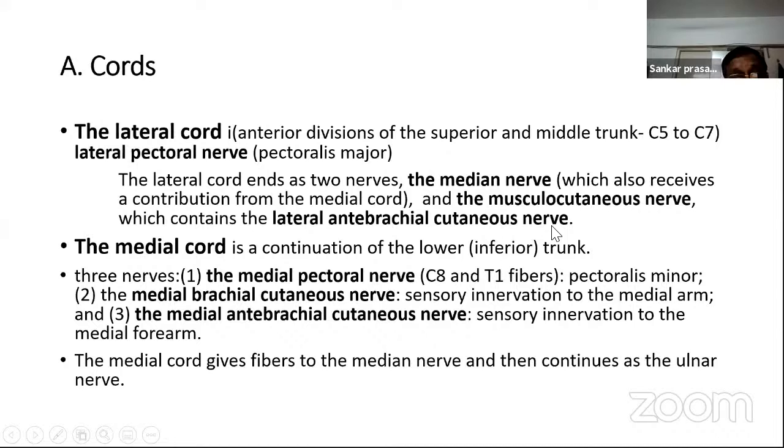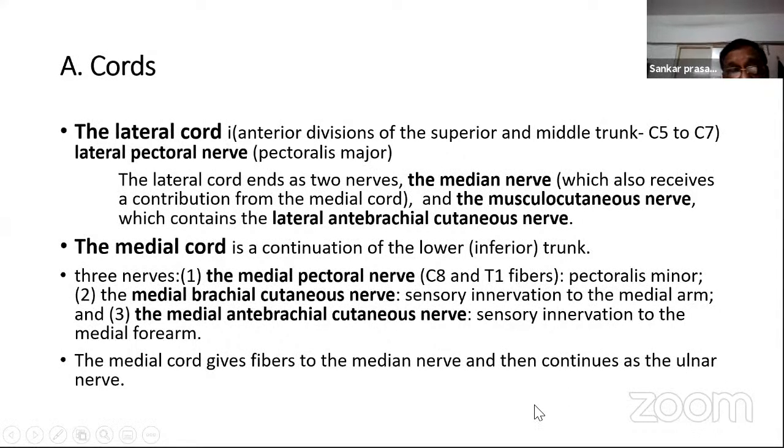Now the third is the medial cord, which is a continuation of the lower trunk, which you have seen. It gives the medial pectoral nerve, the medial brachial cutaneous nerve, and the medial antebrachial cutaneous nerve, which is the innervation to the medial forearm. The medial cord gives fibers to the median nerve and then continues as the ulnar nerve.